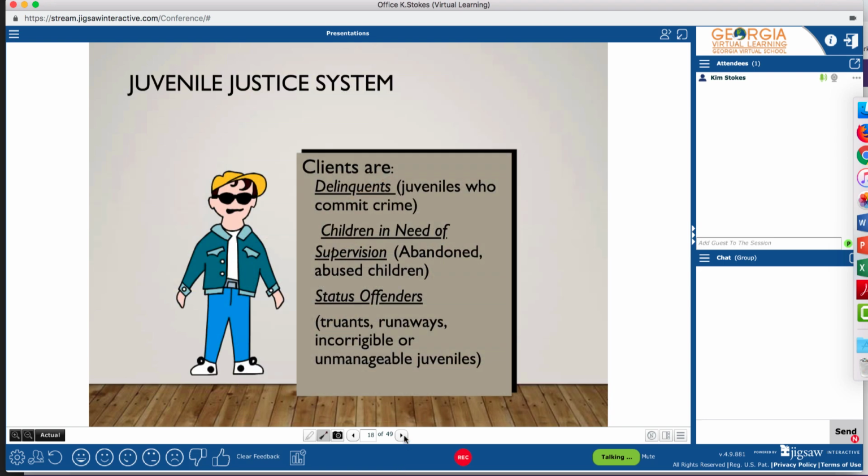In the juvenile justice system, the clients are delinquents. These are juveniles who committed a crime. Children in need of supervision, abandoned, abused children, status offenders, truants, runaways, incorrigible, or unmanageable juveniles.